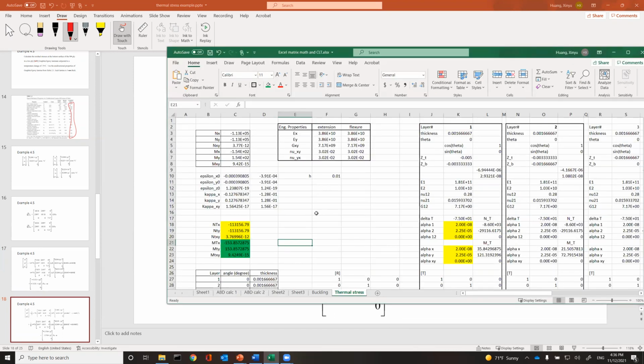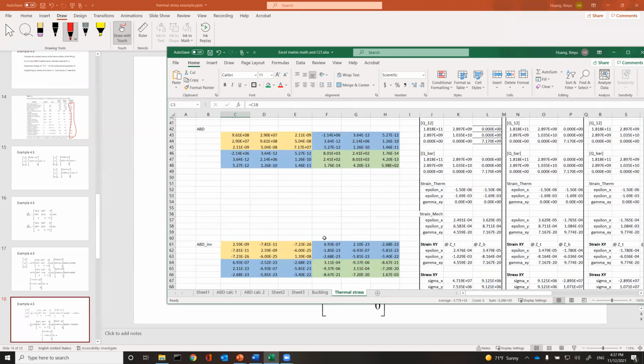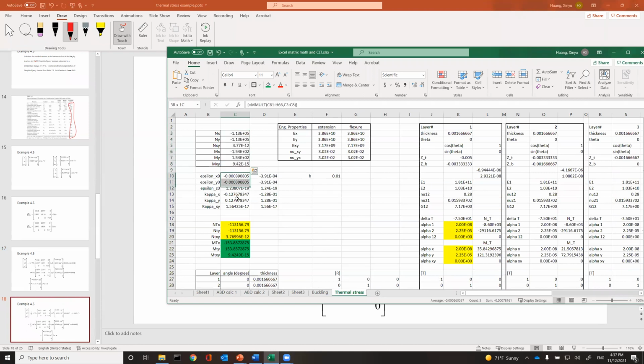So once you've got NT and MT, the next thing to do is to copy NT and MT over here and solve the governing equation, which is this inverse ABD multiplied by these vectors, and I have this. This is my solution. This is my mid-plane curvature. This is the membrane strain at the mid-plane, and this is the curvature.